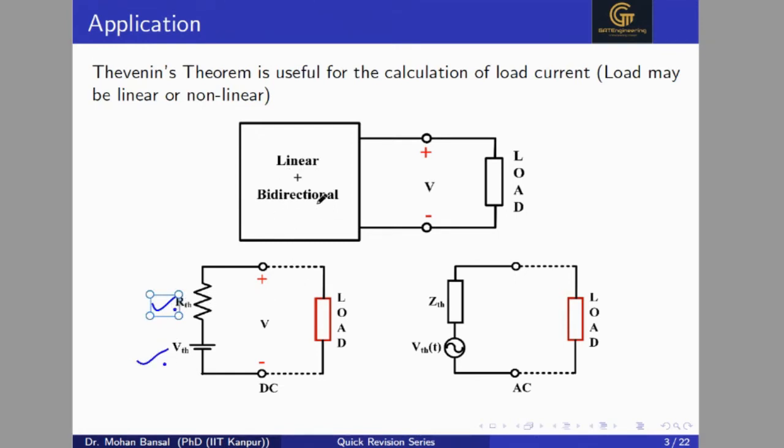If this circuit is an AC circuit, we will replace it by VTH(t) and ZTH, where ZTH is the Thevenin's impedance and VTH(t) is the Thevenin's voltage as a function of time, like Vm sin omega t. So this is a function of time. That's why VTH(t) is written.